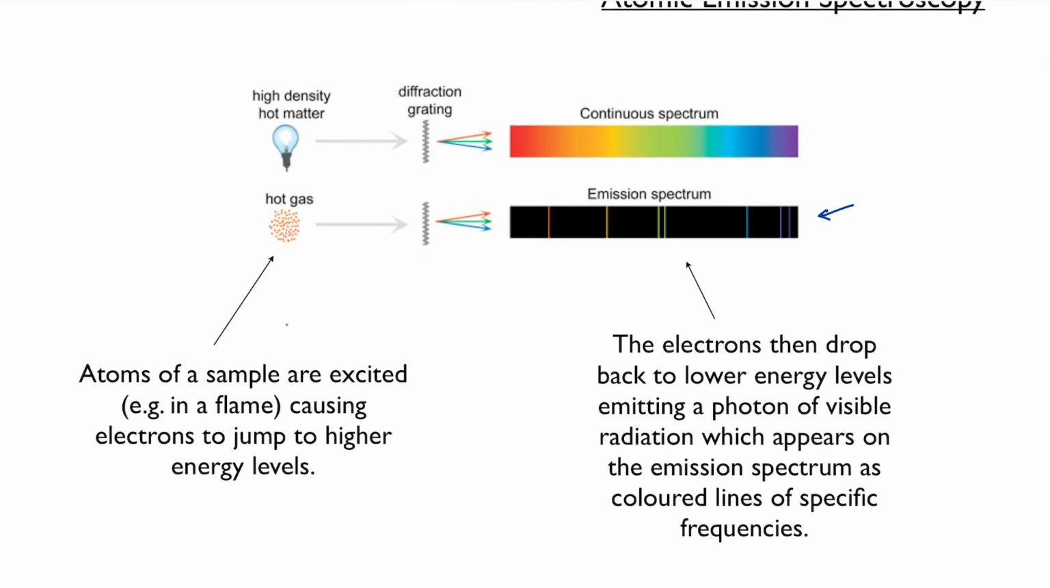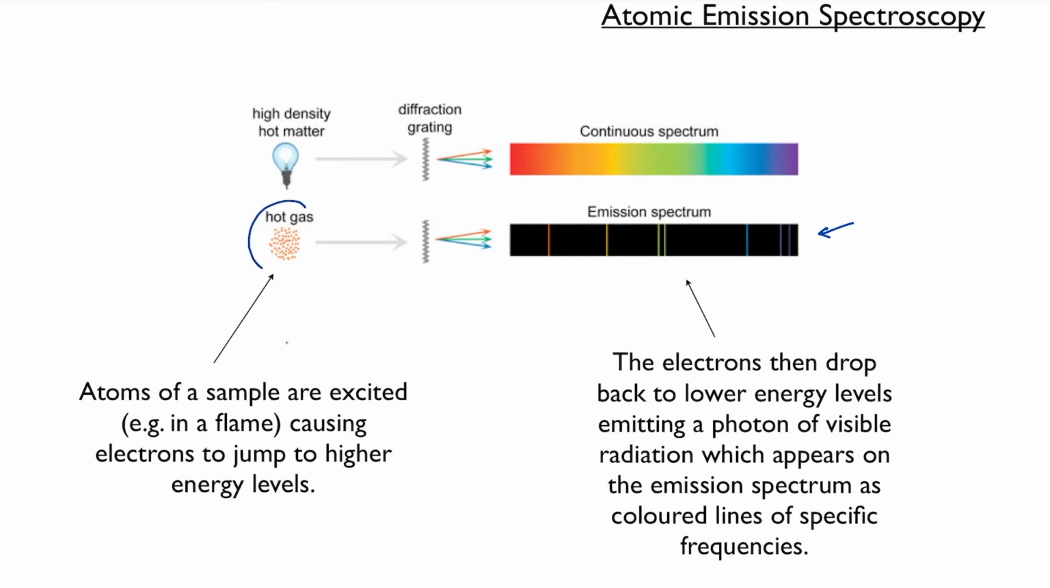So in this case, what we have is that our sample, the atoms in the sample are excited. They absorb energy, in this case from a flame, and it causes electrons to be promoted to higher energy levels.